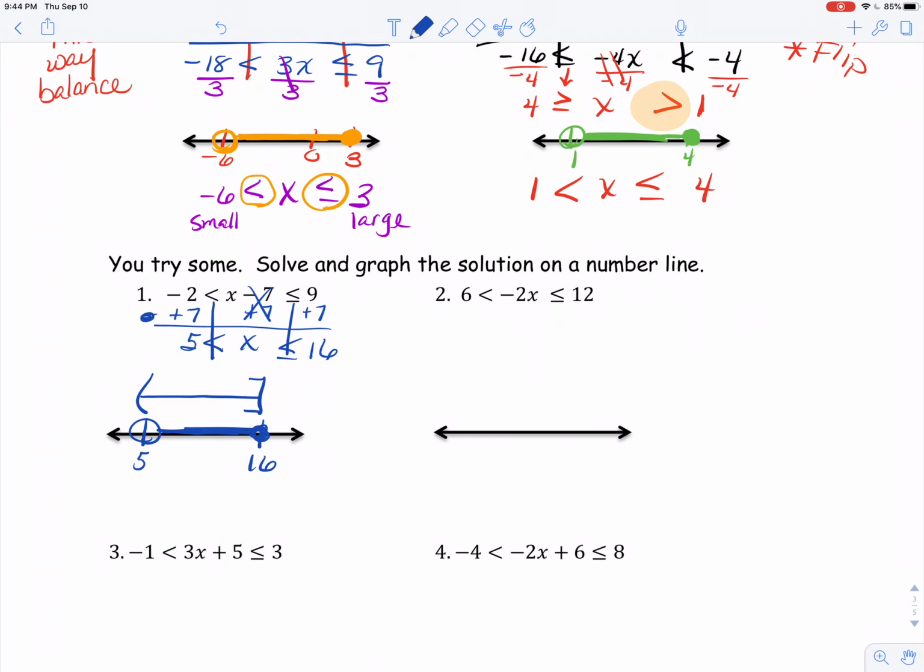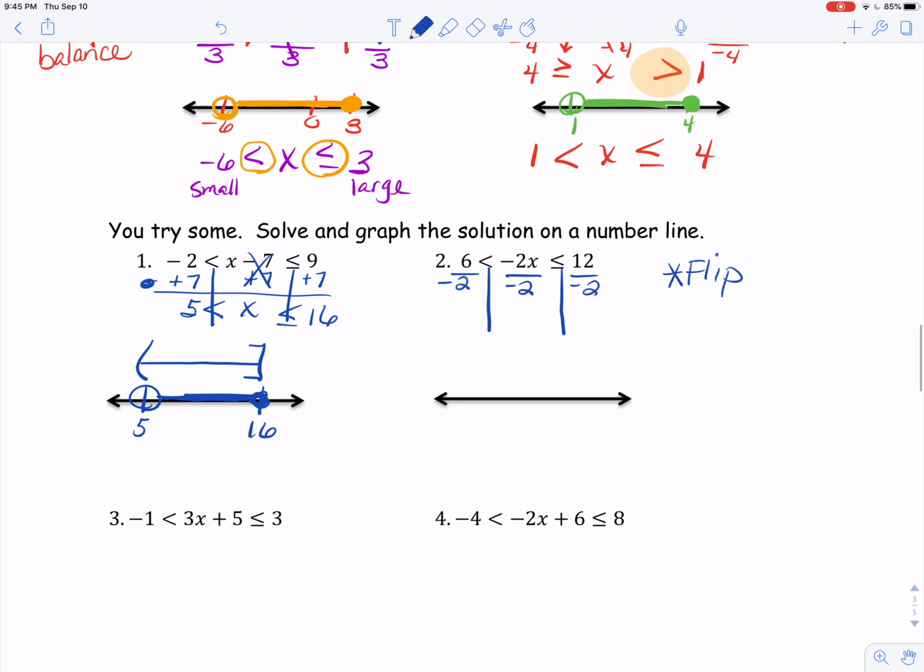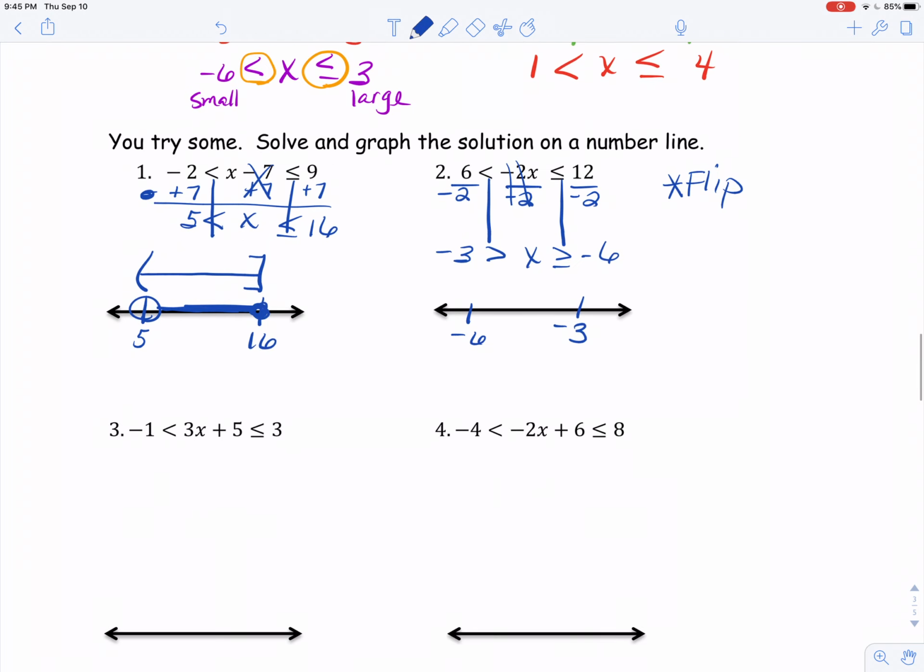Okay, last one. Let's do this one and stop. To get that x isolated, we're going to have to divide by -2. So this is another one where we're going to have to flip. First let's do the three-way balance. Let me remind myself to flip so I don't forget. So -3, flip, flip, and -6. So you know that -6 is less than -3. So we know it's backwards here. So let's flip it around.